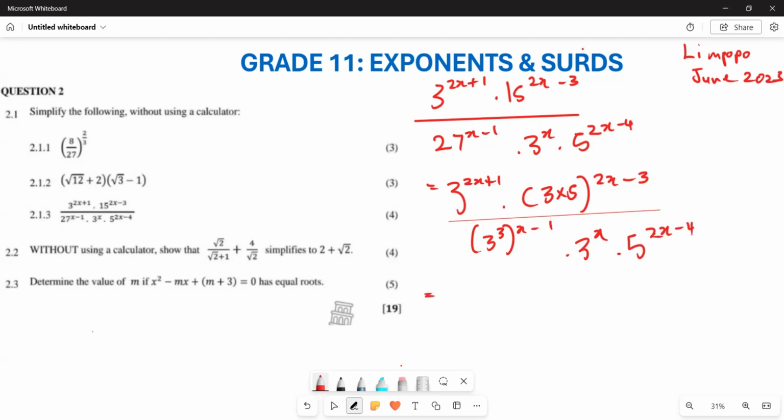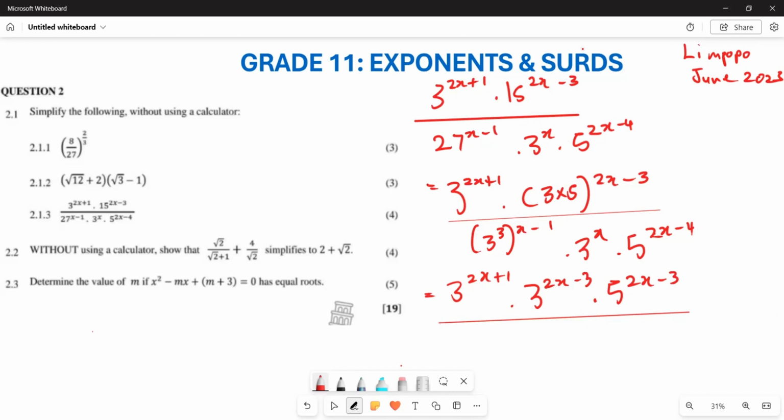Now that you are done with this, you are going to multiply everything in your brackets, right? Now this is the same as 3 to the power of 2x plus 1 multiplied by 3 to the power of 2x subtract 3 multiplied by 5 to the power of 2x subtract 3. Then you are going to divide here, right? As you divide here, what is it that you're going to have?